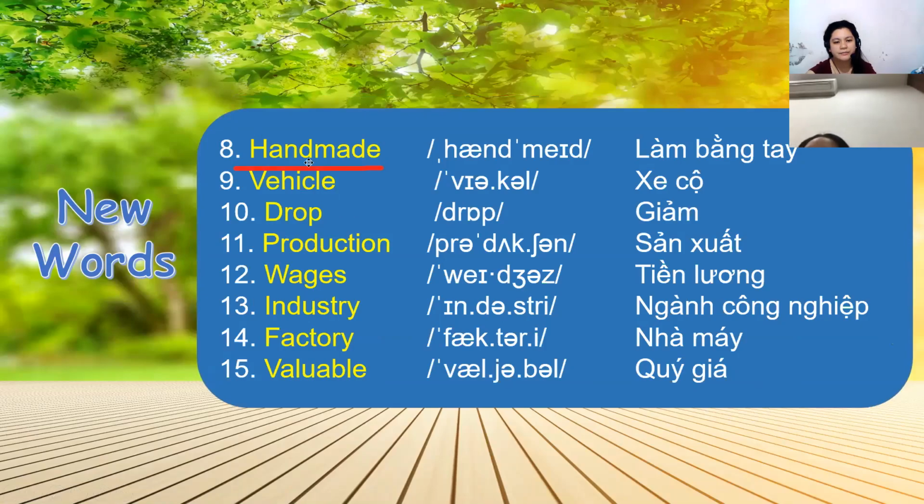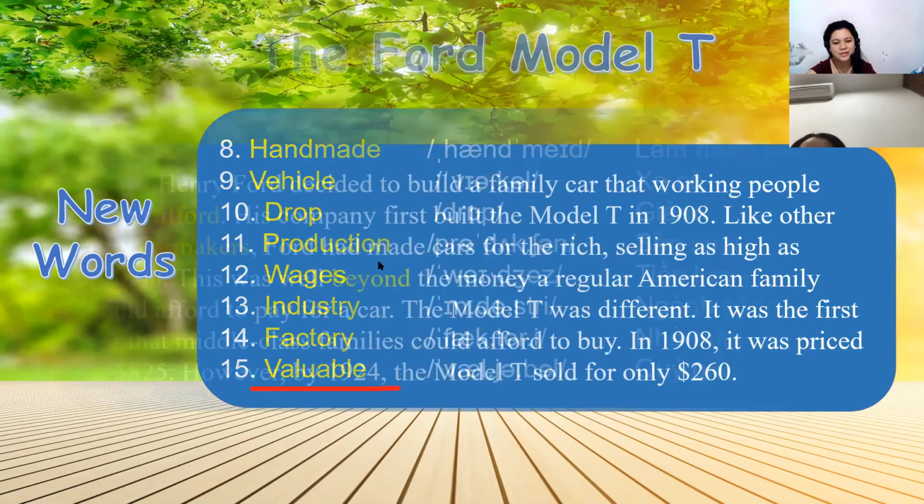Handmade. Vehicle. Vehicle. Drop. Production. Wages. Industry. Factory. Valuable. All right. Now let's proceed to the next slide.